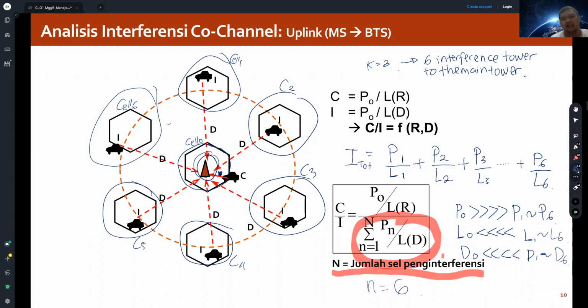Since the interfering towers will be 6, right? 6 in number: 1, 2, 3, 4, 5, 6, compared to the initial tower.